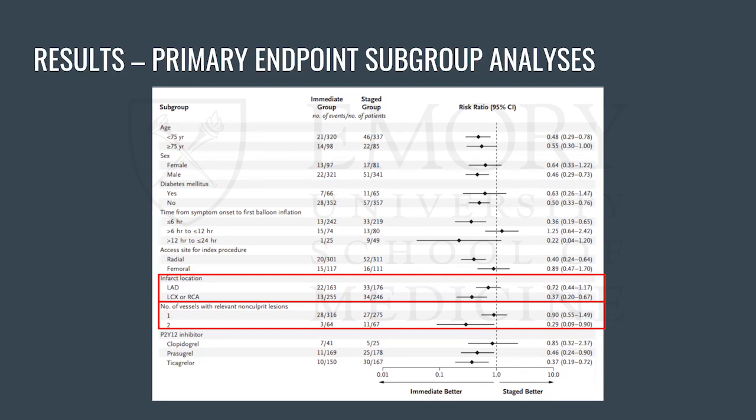And then the number of vessels with relevant non-culprit lesions as well. When you had 2 or more, which again was only about 20% of the population for both groups, while the confidence interval for this was, of course, larger than for just 1, it still trended towards, and was statistically significantly less than 1 in terms of, favoring the immediate group here as well.